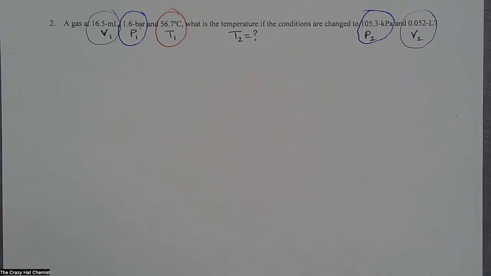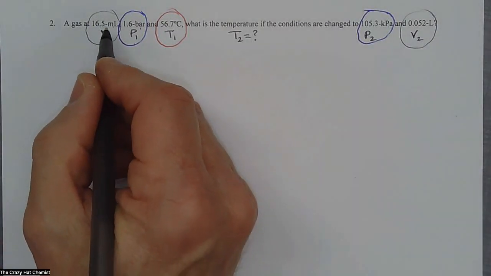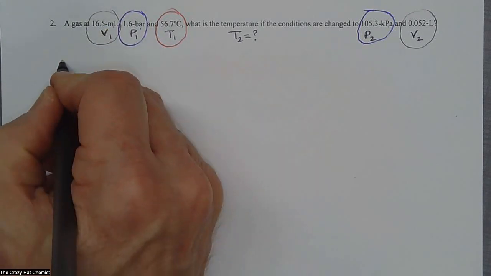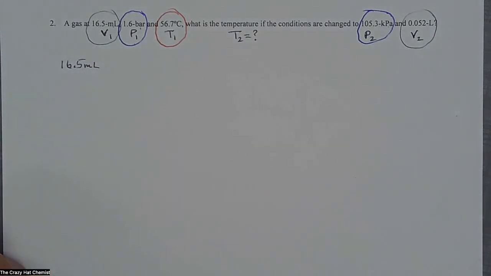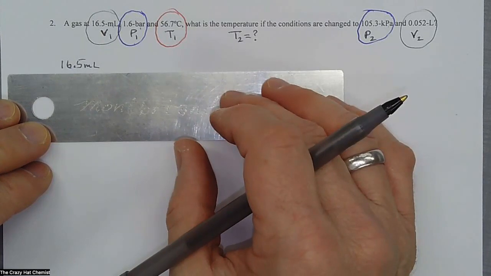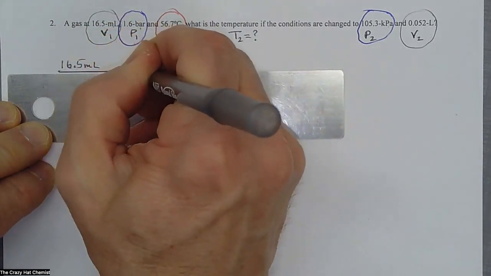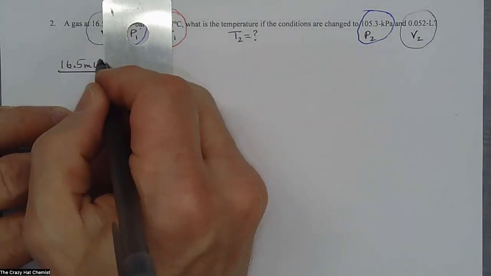All right, let's see if we can knock this one out of the park too, just like what we did with the last one. I'm going to convert these 16.5 milliliters into liters. So 16.5 milliliters, and we're going to convert this into liters. So this is opposite what we did on the previous problem. That's why I'm converting this one here.